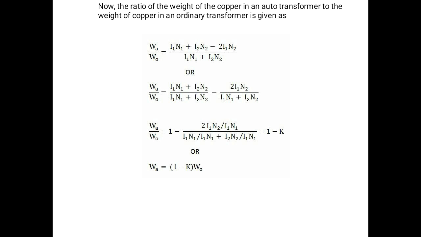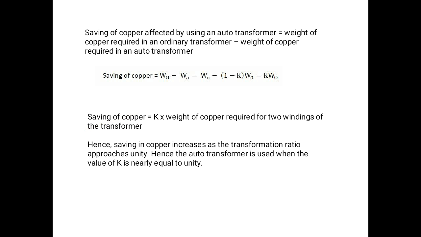Means if the value of K is 50% or 0.5, then the copper required in auto transformer is 50% of the two winding transformer, where K is the turn ratio or transformer ratio.